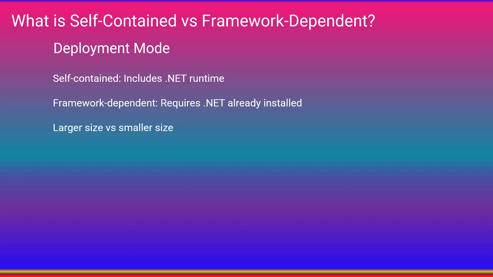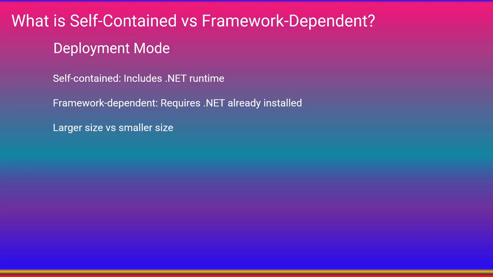When publishing, you will need to decide between self-contained and framework-dependent deployments. A self-contained app includes the .NET runtime, so it can run on any machine, even if .NET is not installed. Framework-dependent deployments are smaller but require .NET to be pre-installed.